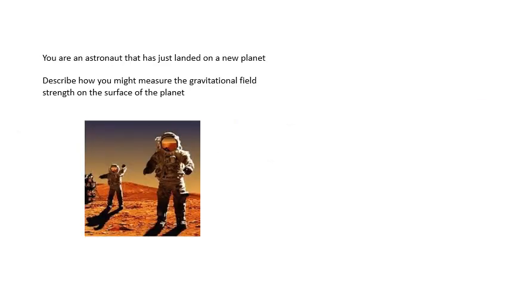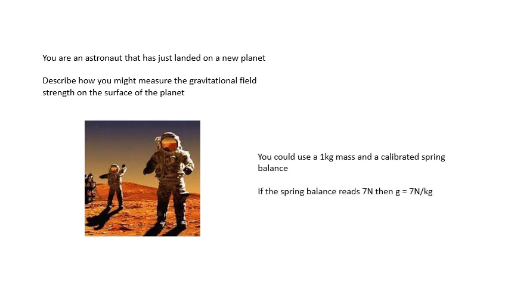Let's finish with a question. You are an astronaut that's just landed on a new planet. Describe how you might measure the gravitational field strength on the surface of the planet. So pause the video if you want to have a think about it. And the answer is that one way you could do it would be to use a 1 kilogram mass and a calibrated spring balance and hang it off there. And if the spring balance says 7 newtons, then little g is 7 newtons per kilogram.